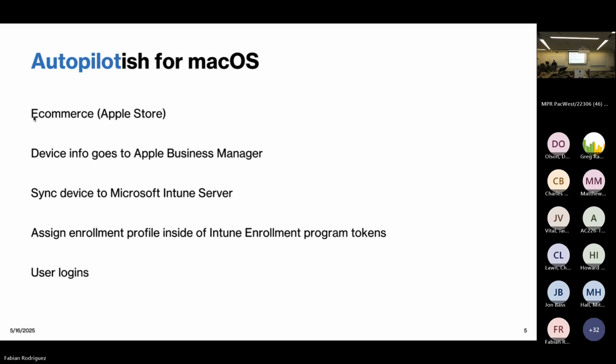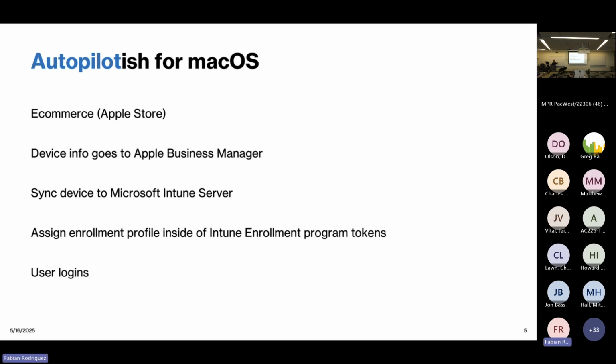So the flow that I've experienced is we use e-commerce and Apple Store, right? We have our business set up where our information is stored in Apple Store. So whenever we purchase a device from Apple, it is recognized by Apple Business Manager. And then once that device is set up in Apple Business Manager, it gets synced over to our Microsoft Intune server. And then we can assign an enrollment profile inside of Intune. Think of this similar to a deployment profile.